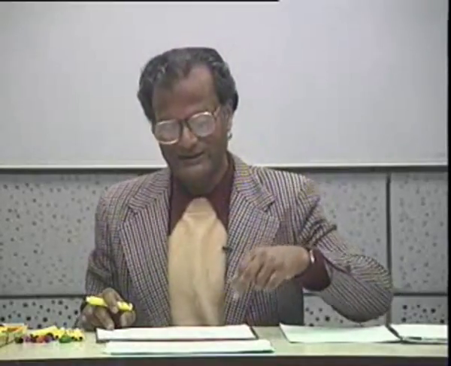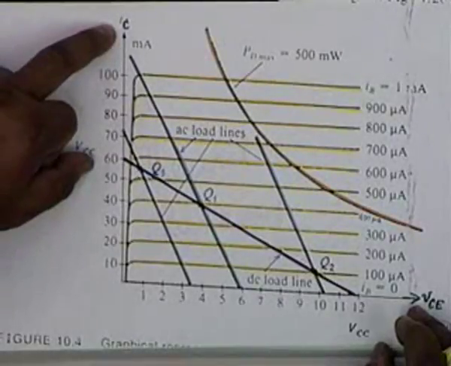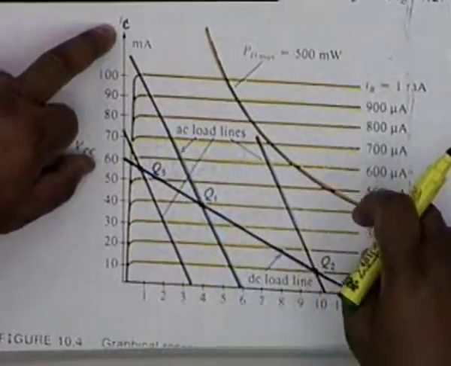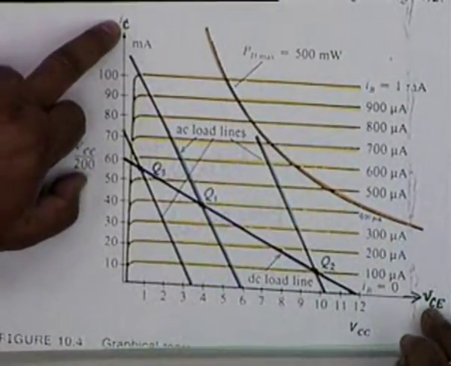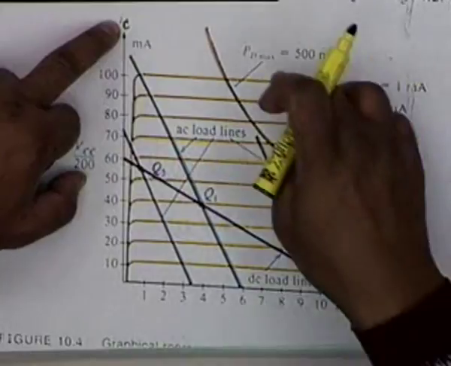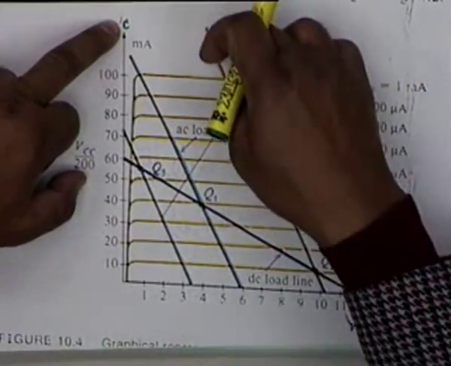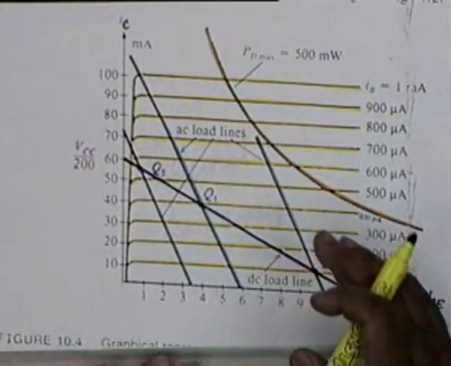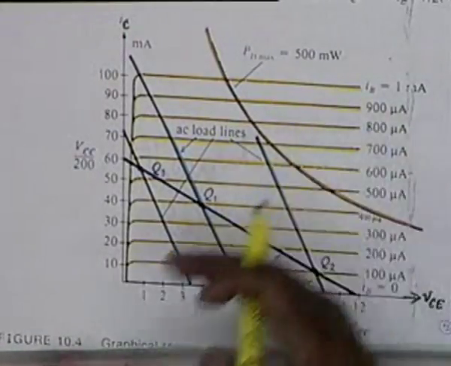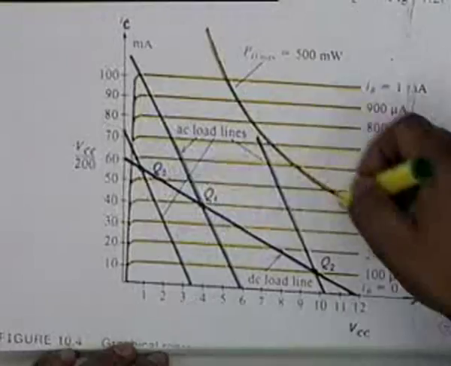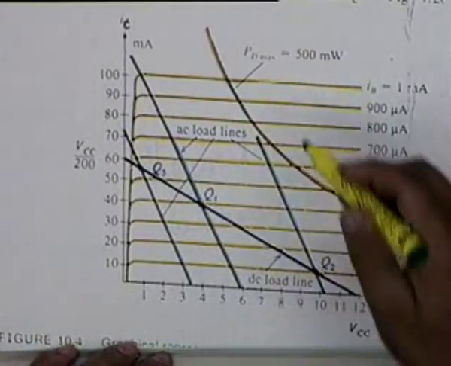We normally take VCE times IC. Now, on this characteristic, if you plot VCE times IC equal to PD max, there is a maximum allowable power dissipation, you get a hyperbola. So, your operating point must be on the left side of this hyperbola. Is the point clear? This light brown shaded hyperbola is the PD max curve.